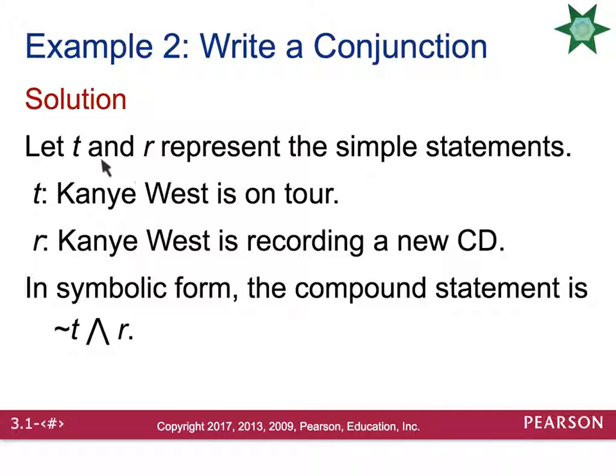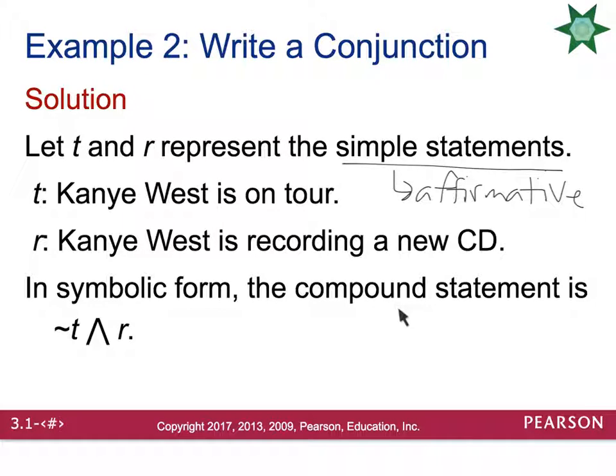Now, when you use these letters to represent simple statements, make them positive, make them affirmative. So we're not going to use not for T, okay? When we say Kanye West is not on tour, we're going to take the negation of that. So always make your simple statements affirmative. They're not going to have a not in them. So T will be Kanye West is on tour. R will be Kanye West is recording a new CD.